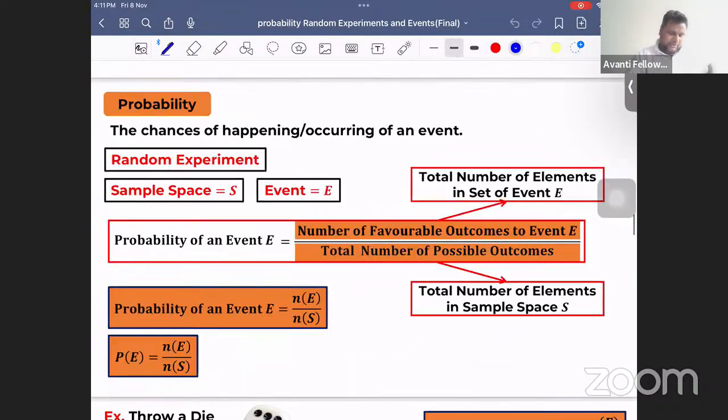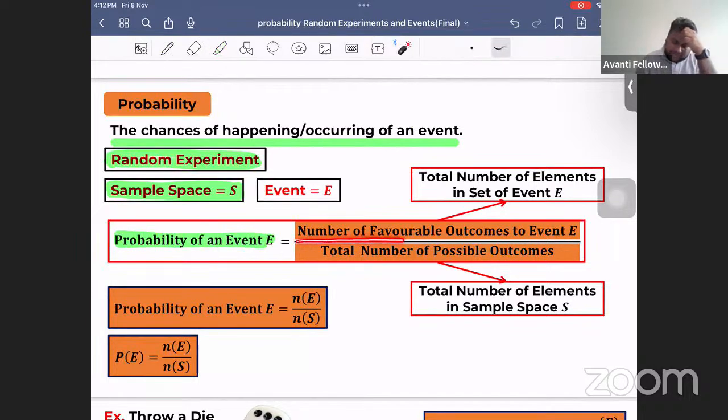So, what is probability? The chances of happening or occurrence of an event. There is a random experiment, and we have a sample space for that particular experiment. And the probability of event E is the number of favorable outcomes to the event E upon the total number of possible outcomes.